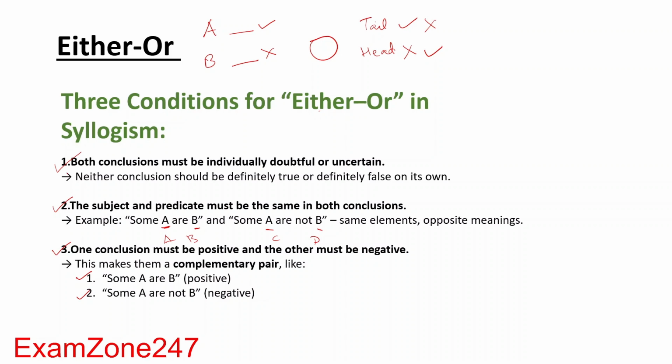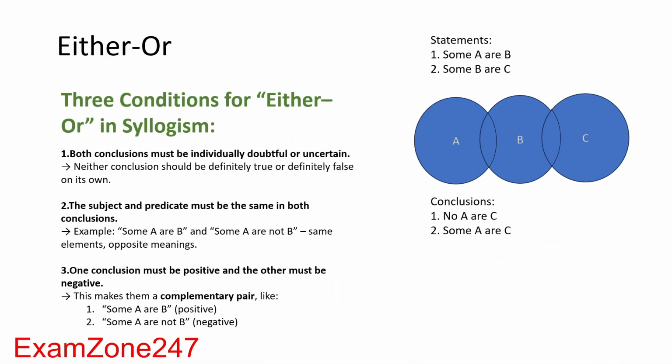Now I will show you with an example how to apply this. Now let's look at the example. I have given the conditions on the left hand side, so you can easily read while I apply them in this one example. Some A are B, some A are not B, and some B are C. You have drawn it like this.